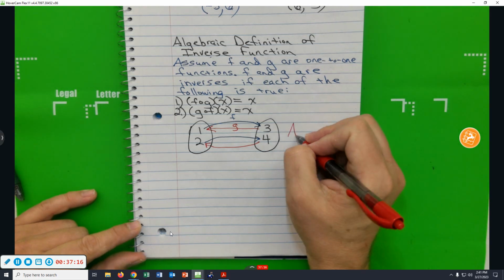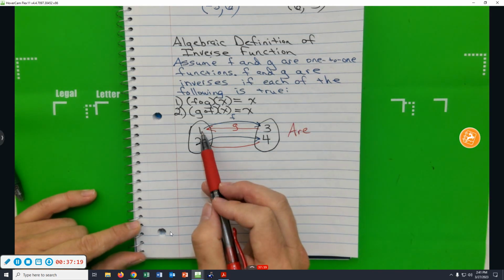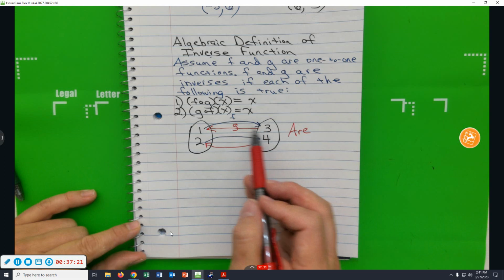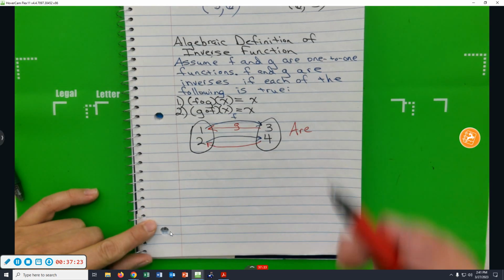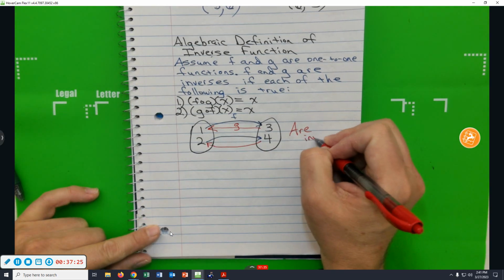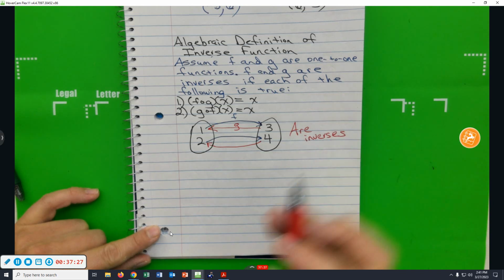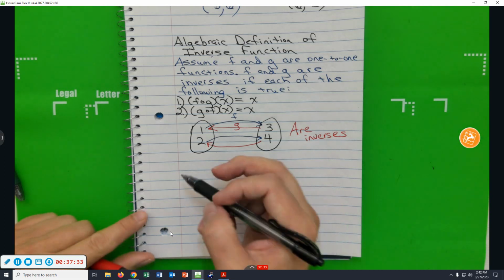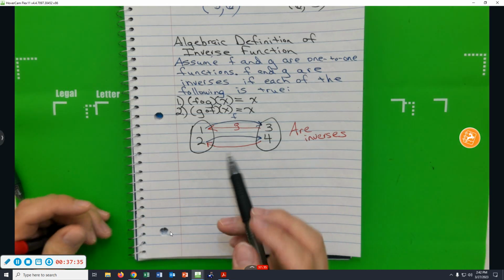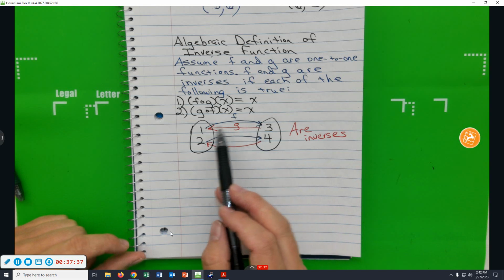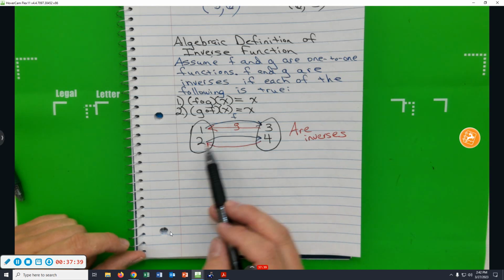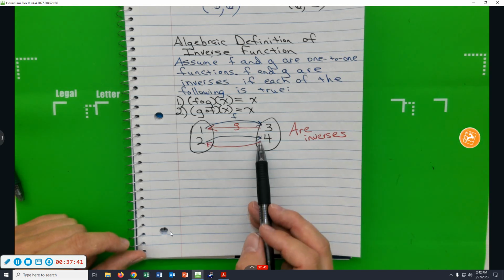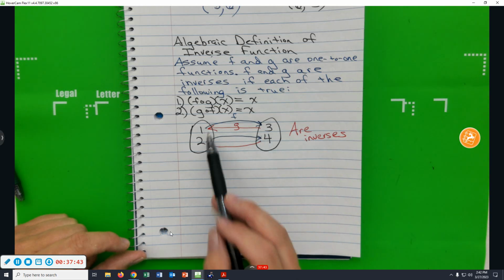These are inverses. Say you start at 1. 1 goes to 3, 3 goes back to 1. The only way that's happening is if the ordered pairs are just reversed. That's just because of the arrow. The mapping that I'm showing is that f goes from 1 to 3 and 2 to 4, and then g goes 4 to 2 and 3 to 1.